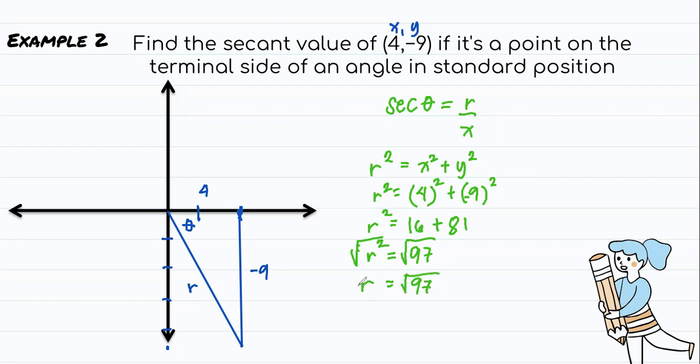Since we have the value of r already, let's substitute to the given. So square root of 97 over the value of x, which is 4. If we could still simplify it further, then you may do so, but this already is the simplified form. So therefore, secant theta is equal to square root of 97 over 4.